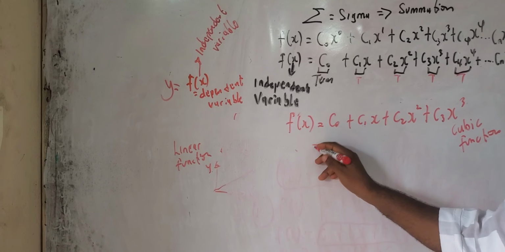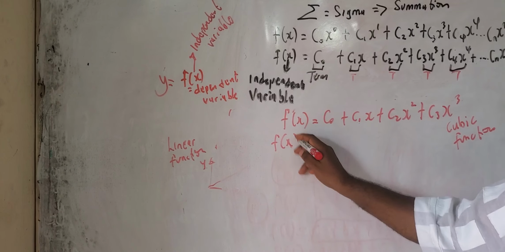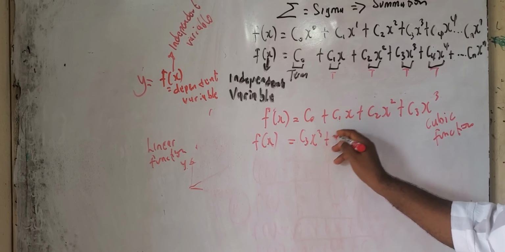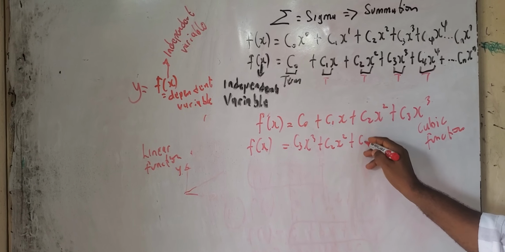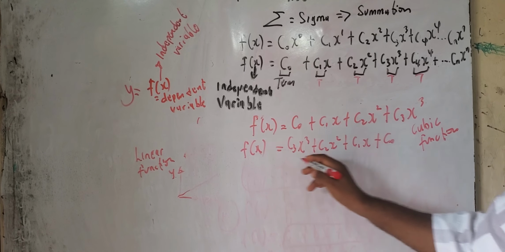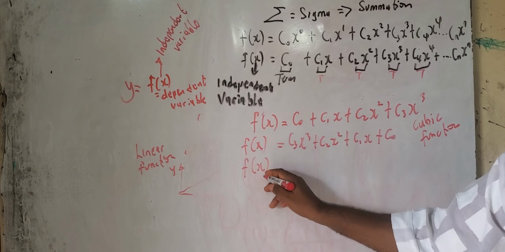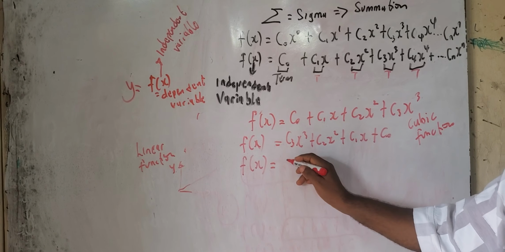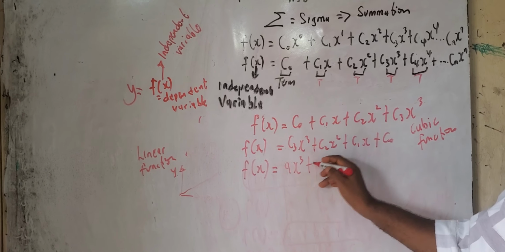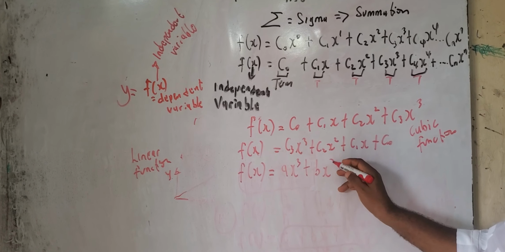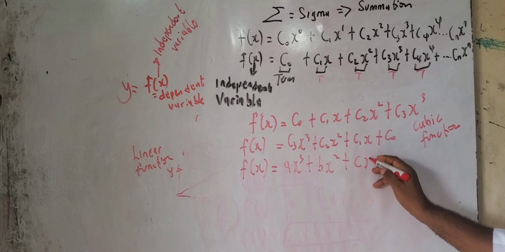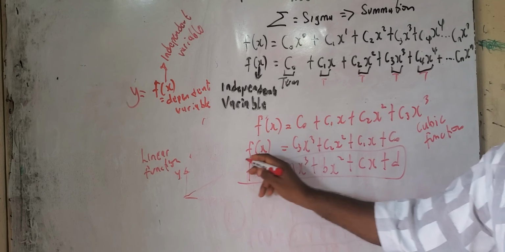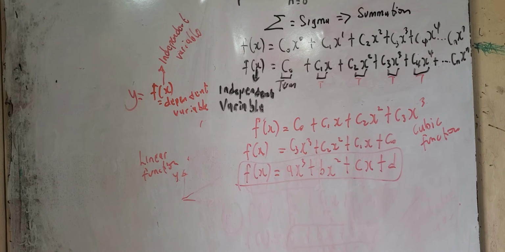So if I rearrange this one, I can equally rearrange it as c3 x raised to the power 3 plus c2 x raised to the power 2 plus c1x, then plus c0. And you can easily see the beauty of this expression that I have here by taking c3 to be letter a, x raised to the power 3, then this one to be letter b, x raised to the power 2, then this one to be letter c, x, then this one to be letter d. You can see that you can easily recognize this particular function that I have here.